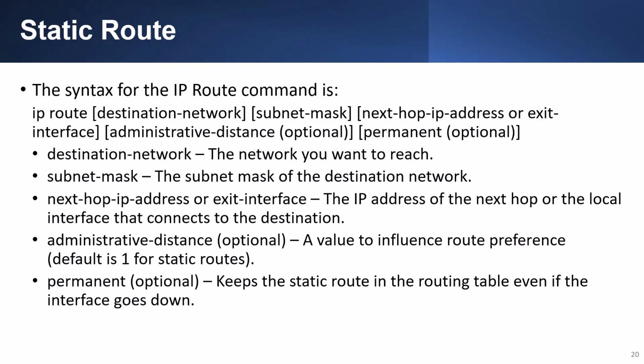The administrative distance is a value to influence route preference. Default is 1 for static routes. And permanent keeps the static route in the routing table even if the interface goes down.